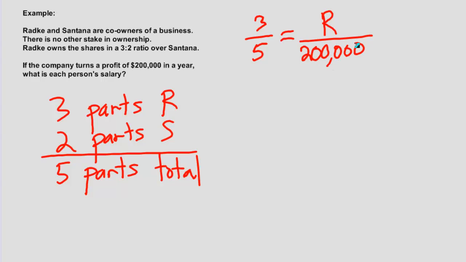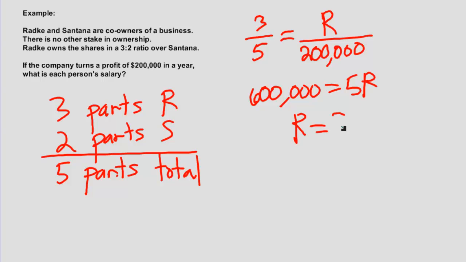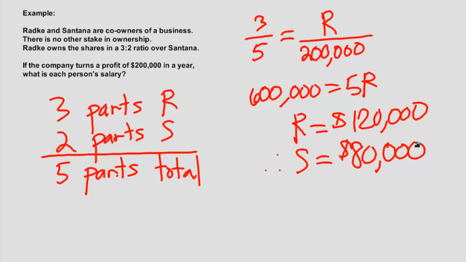For instance, Radke owns 3 parts out of 5 total, so Radke's earnings should get whatever part of the total $200,000. See, that $200K is a total. It's split between the two of them, and that's why we need the number of parts total. If you cross multiply here, you get 600 grand equals 5R, and if you divide away the 5, you get 120,000 for Radke. Therefore, Santana's going to get the rest, which would be the other 80,000, because there's supposed to be a total of 200 grand.